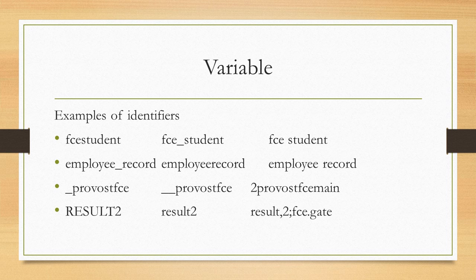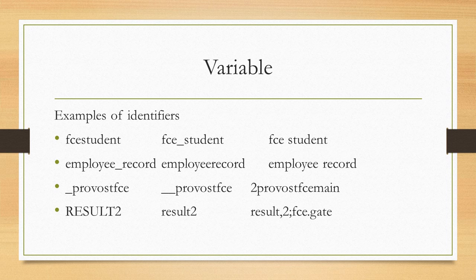Then look at the last one now. Result 2 in capital letters, that one is valid. Result 2 in small letters, this one is valid. The two of them are two different identifiers, they are not the same. Result 2 in caps and result 2 in small letters are valid identifiers, but they are different identifiers. Should take note because C++ is case sensitive.